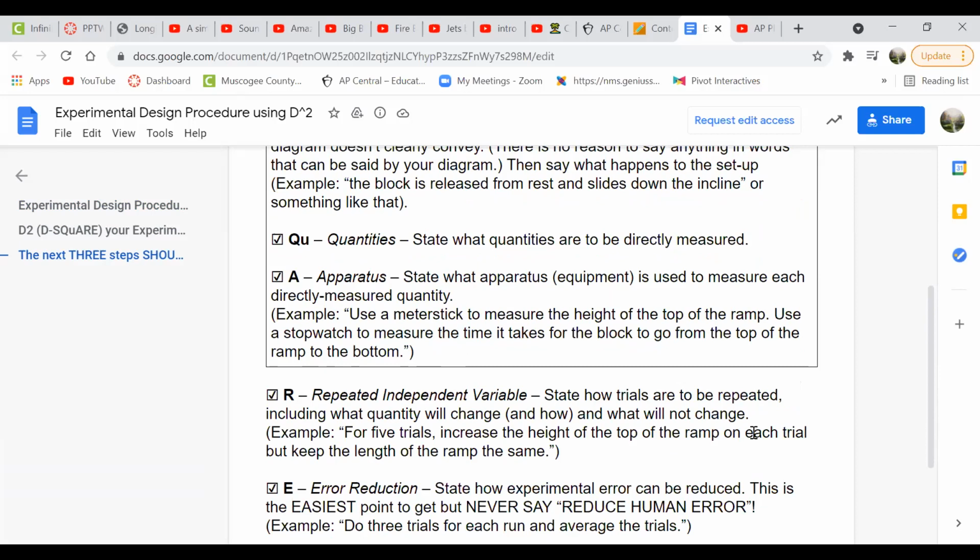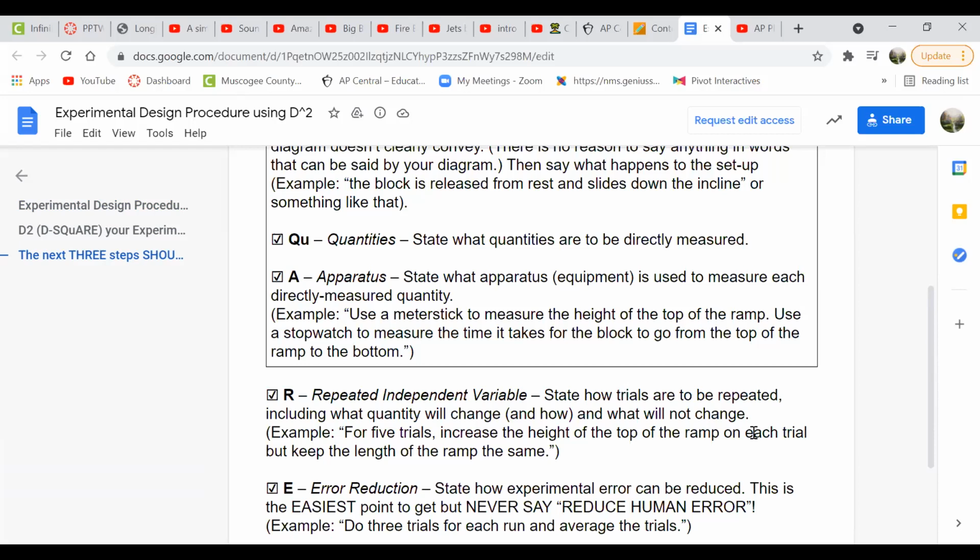Yes. But I never say reduce human error. Is it saying just don't say that alone? Or don't say that at all? Because basically, I did the example for the last one, and then I said to reduce human error. Do this to reduce human error.